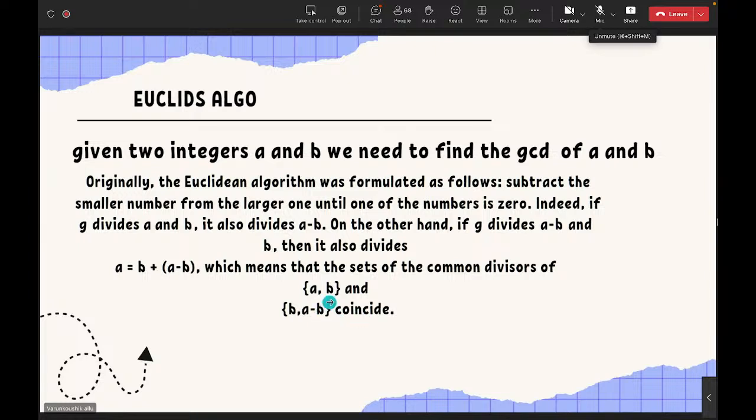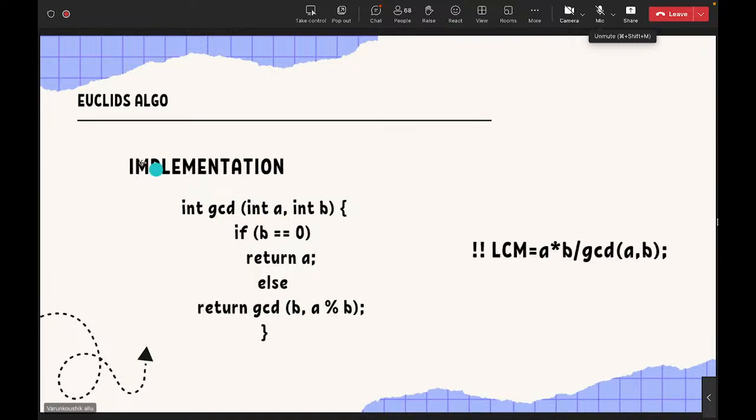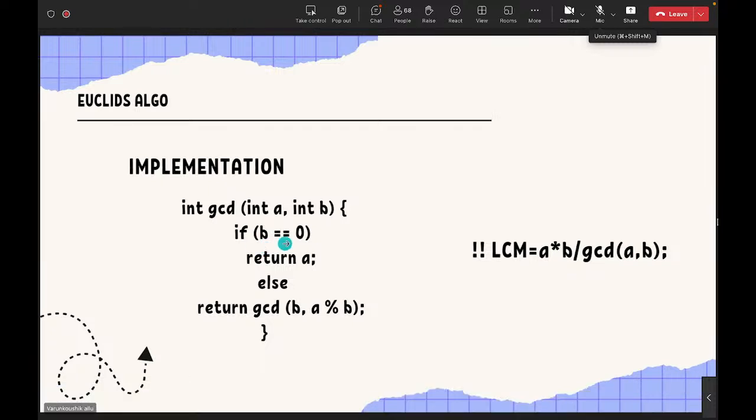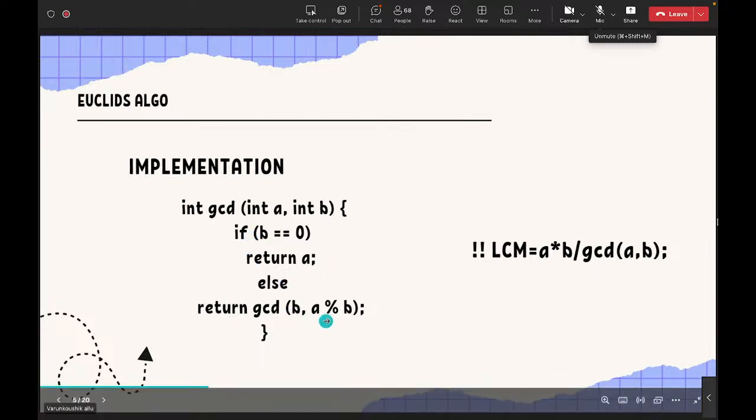So it will take so many operations. Now, smartly, what Euclid's algorithm suggests is like this. The implementation is a recursive function. First, we'll take inputs of int A and int B. If B is 0, then that number is dividing the other one, which means A is the GCD. Else, we'll call B, comma A percent B.